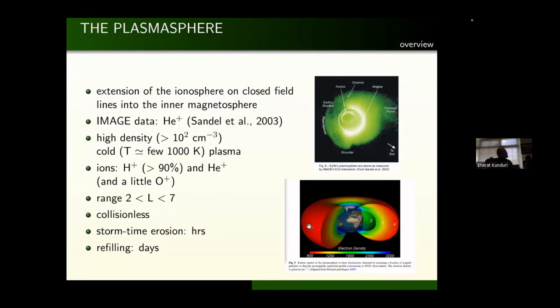The lower right is just a schematic that I found online, and it's sort of a canonical type picture one would see of a plasmasphere. That's a big donut. It's nice and smooth and just envelops the Earth relatively uniformly.